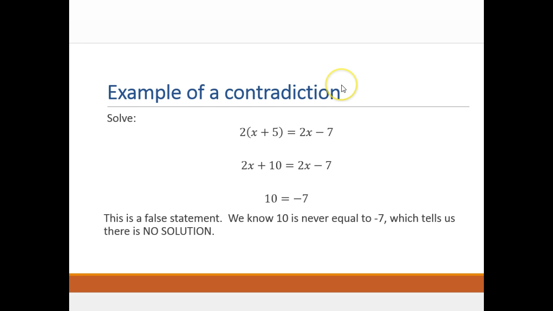Here's an example of a contradiction. A lot of times we may not know ahead of time that this is a contradiction, but as we go to solve, we find out. We get 2 times the quantity x plus 5 equals 2x minus 7. If we distribute, we get 2x plus 10 equals 2x minus 7. Our next step is to move your variable terms to one side. So if you subtract 2x from both sides, the 2x on the left cancels, and the 2x on the right cancels. And you're left with 10 is negative 7. This is a false statement. We know that 10 is never equal to negative 7, which tells us this is no solution. In other words, this is a contradiction.